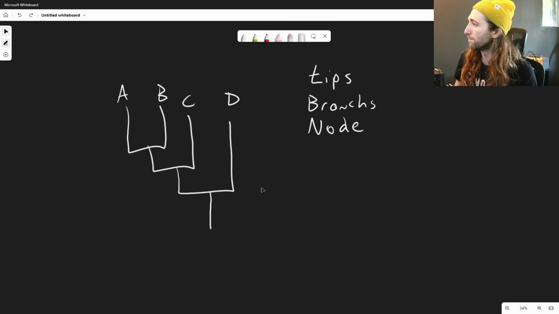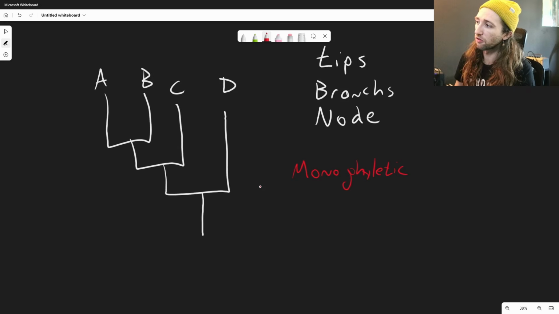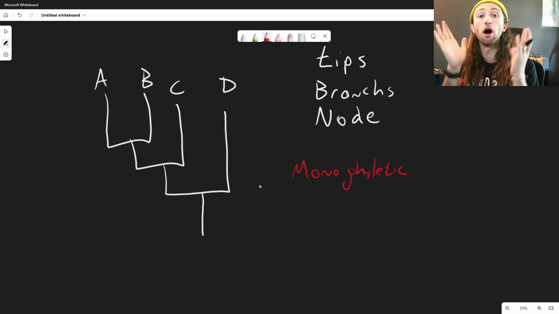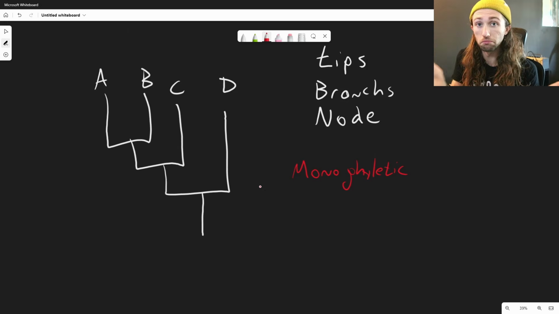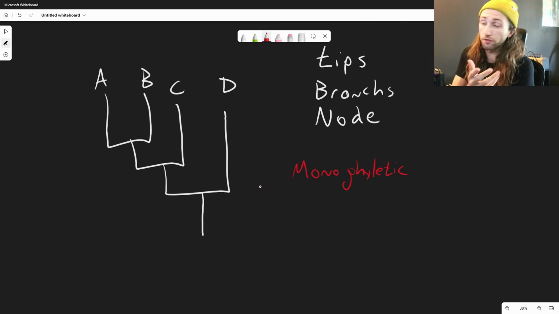So, monophyletic, we'll start off with that. This is a grouping that contains a common ancestor and all of its descendants. That's all monophyletic is. Okay? Again, the common ancestor and all of its descendants. And we've already done this. So again, what is the monophyletic grouping that is coming from this node?